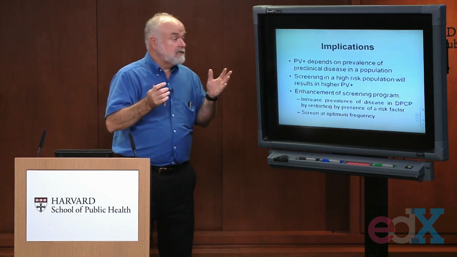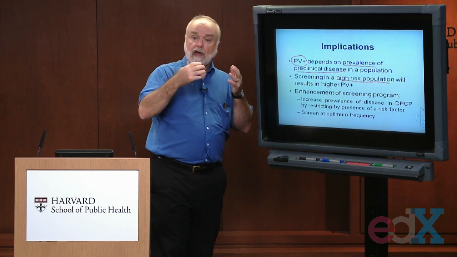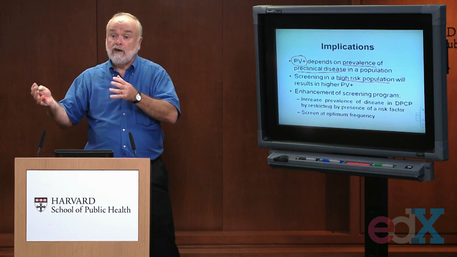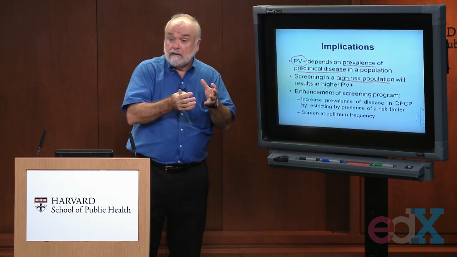So what are the implications? As I say, the positive predicted value depends on the prevalence of disease in the population. It also depends on the sensitivity and the specificity of the test. So screening in a high-risk population will yield high values for positive predicted values. How can you screen in a high-risk population? How can you anticipate that your screening population will contain lots of preclinical disease to be detected?